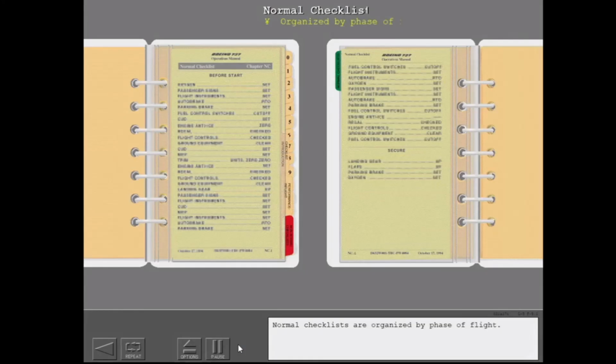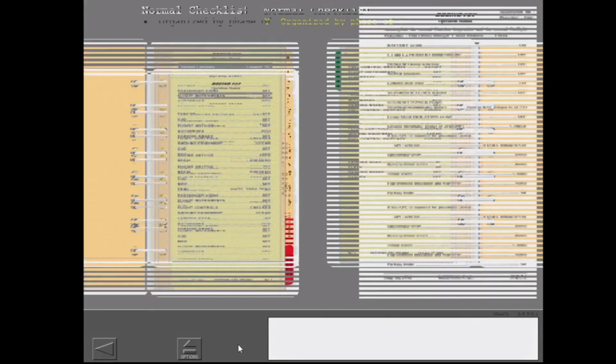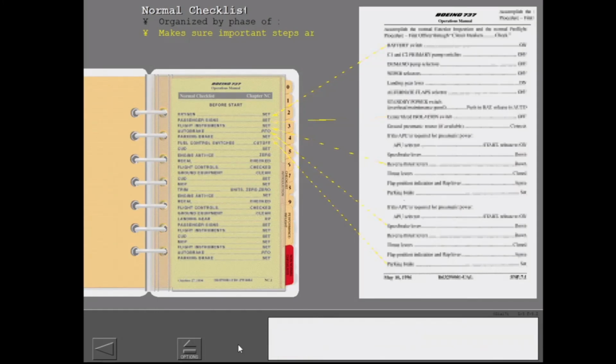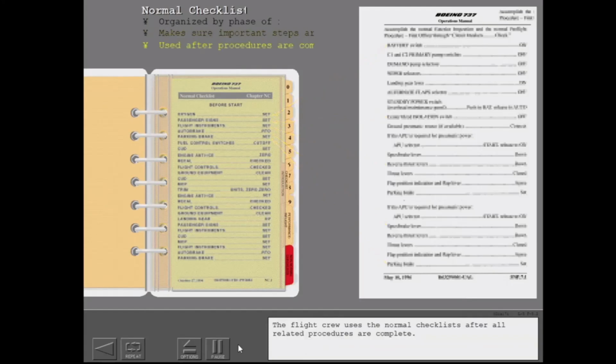Normal checklists are organized by phase of flight. The normal checklists do not contain every step in the related procedure. The normal checklists include only the important steps that have a direct effect on the safety of the flight. The flight crew uses the normal checklists after all related procedures are complete.